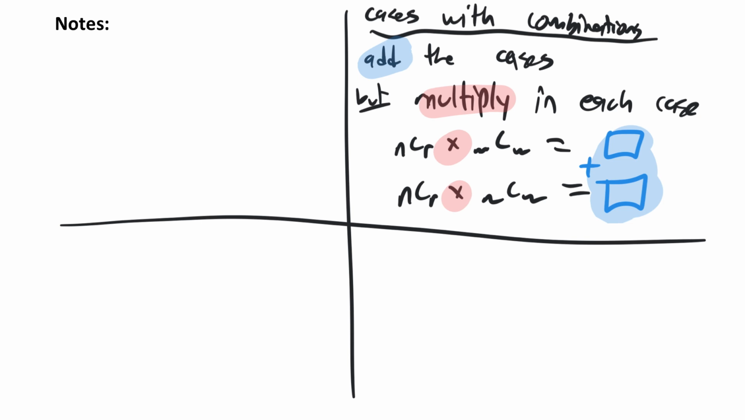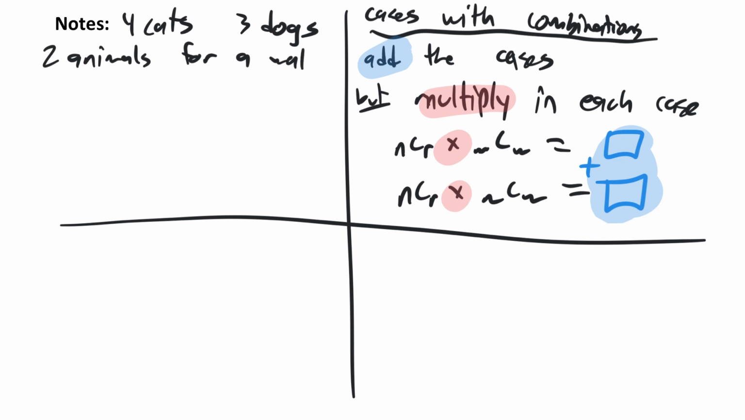So let's try a quick example. Let's say you have 4 cats, 3 dogs, and you want to take 2 animals for a walk, and you want to have at most 2 cats. How many different options do you have?